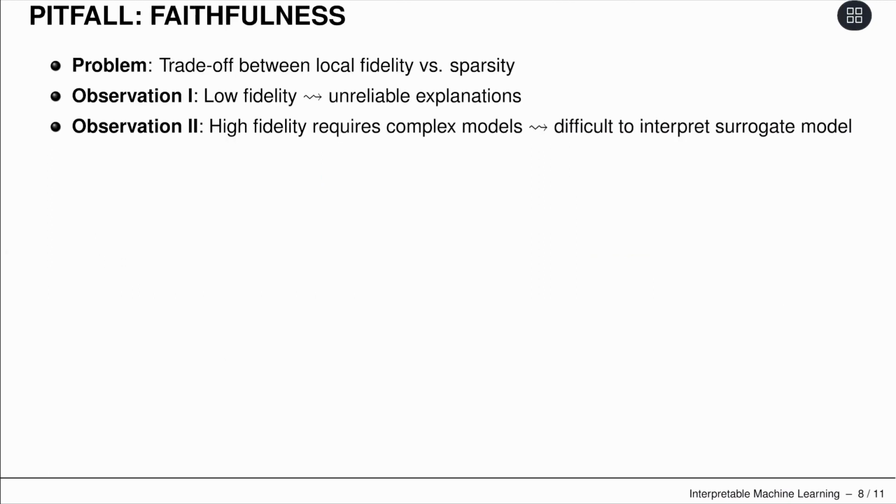Next one is faithfulness. So we always trade off between local fidelity and sparsity, right? Local fidelity means we'd like to really accurately approximate our global model. But if we're going too sparse because we'd like to have better explanations or easier to understand explanations, then maybe it's not easy actually to have local fidelity anymore. So there's this trade-off, right? How complex can we go with our local surrogate models?